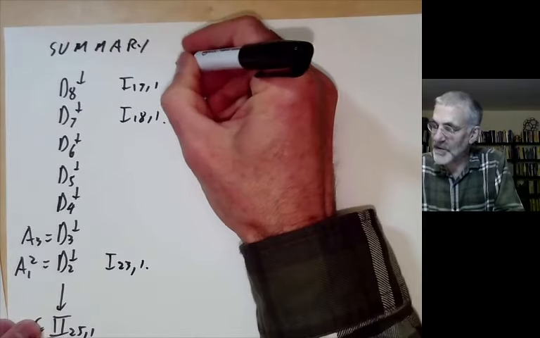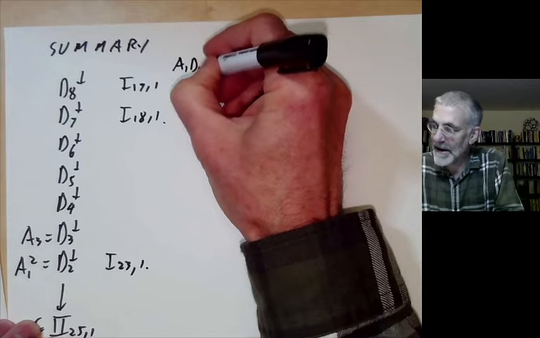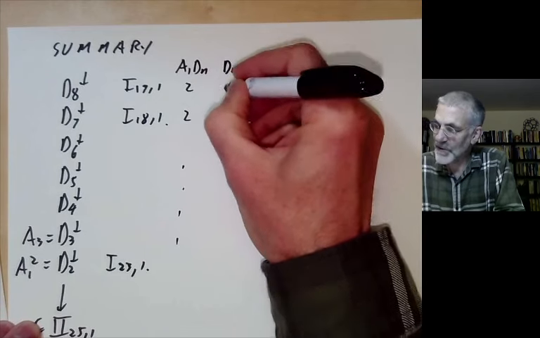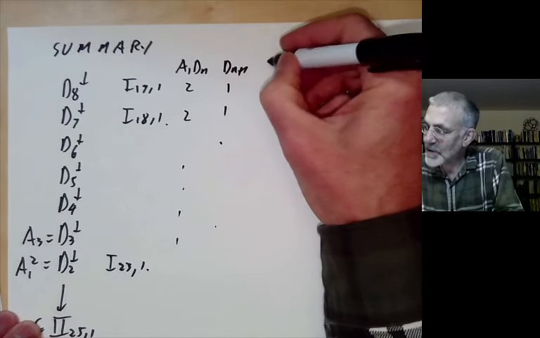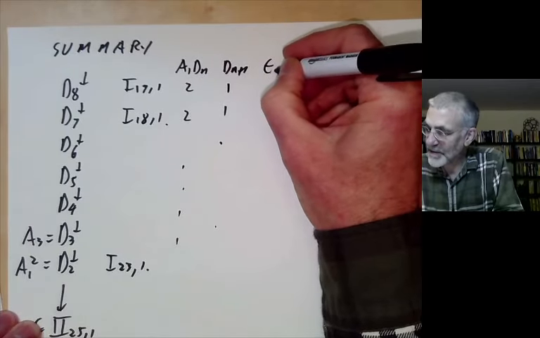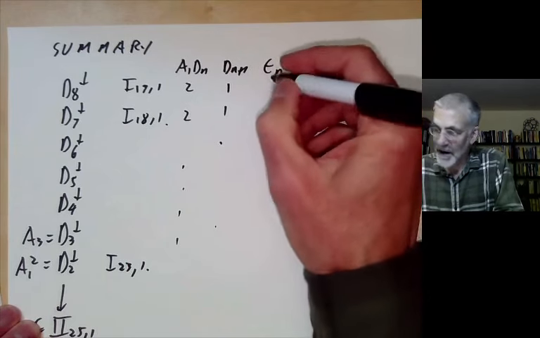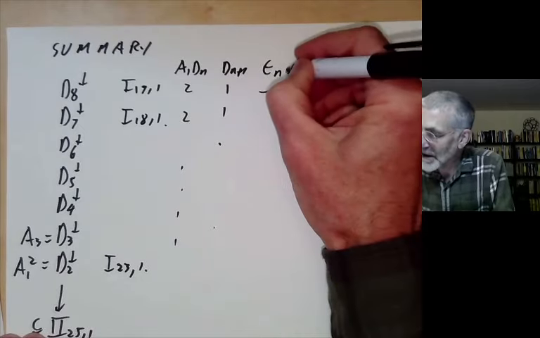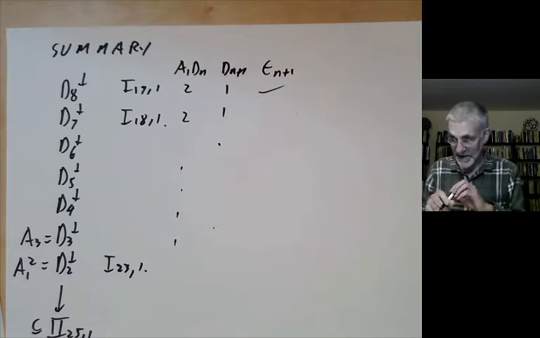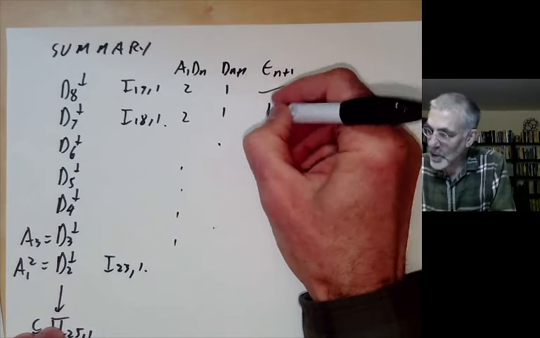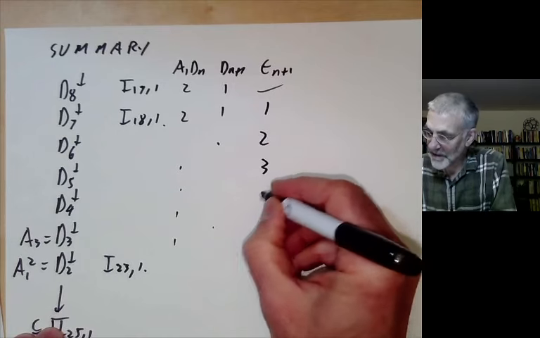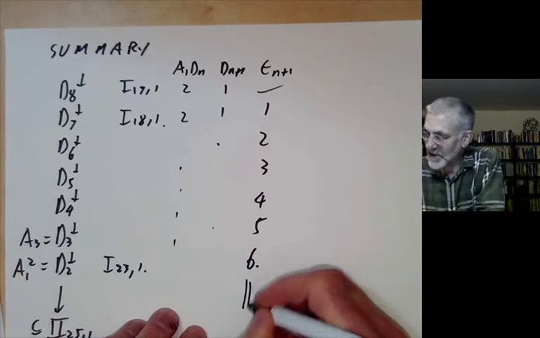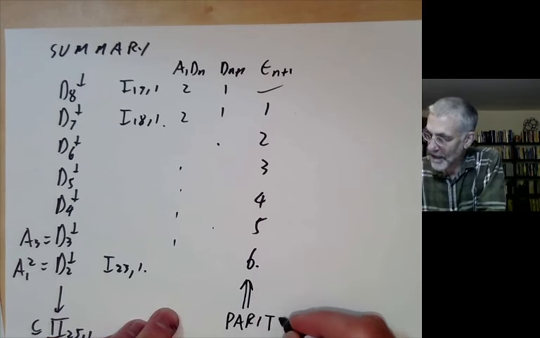We can get three different sorts of roots. We can get the roots corresponding to A1, DN, which are all norm 2 roots, or we can get the roots corresponding to DN plus 1, which are all norm 1, or we can get the roots corresponding to EN. Here there aren't any, so this should be EN plus 1, because E9 isn't a spherical Dynkin diagram. But here the roots are of norm 1, 2, 3, 4, 5, and 6. And there's another special property that these roots have, which is that they are parity vectors.